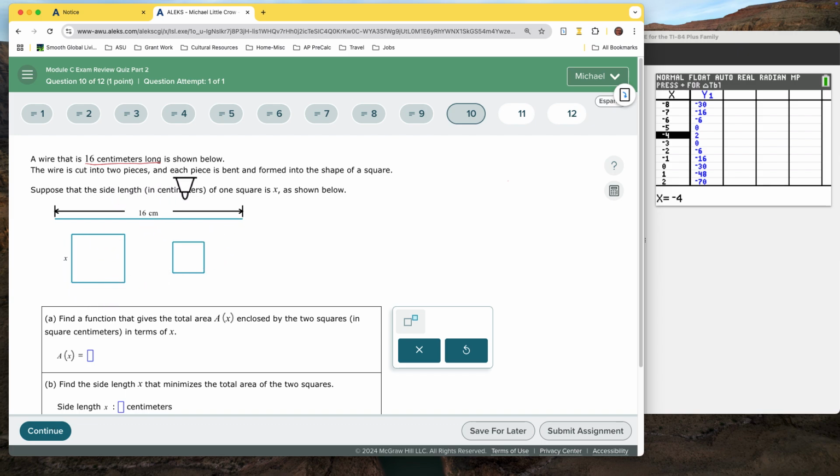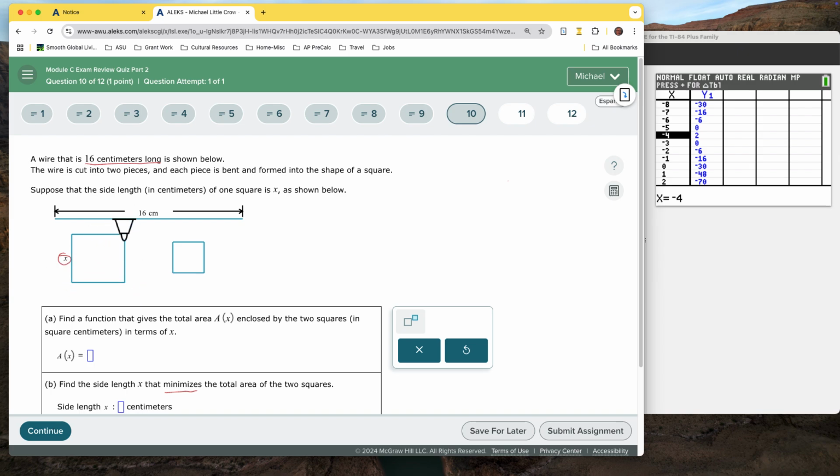Suppose that the side length in centimeters of one side is x, some unknown value as shown below. Then what we're asked to find is a function that gives the total area of the enclosed two squares in square centimeters in terms of x. Find the side length x that minimizes the total area of the two squares. So we've got to use all 16 centimeters, but we want to minimize the area. So should we make one really big and one small, or what should we do?